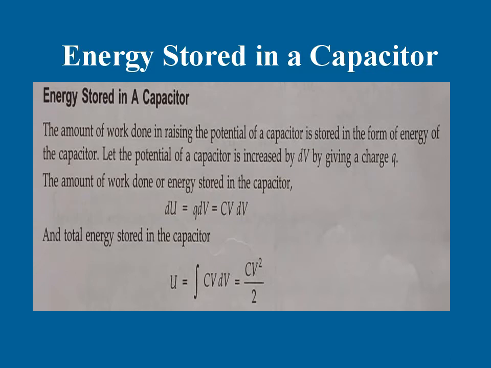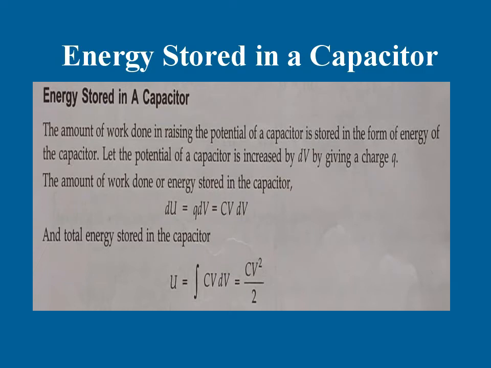The amount of work done in raising the potential of a capacitor is stored in the form of energy of the capacitor. We repeat, the amount of work done in raising the potential of a capacitor is stored in which form? Stored in the form of energy of the capacitor. Now let us find the derivation part. Let the potential of a capacitor be increased by dV.